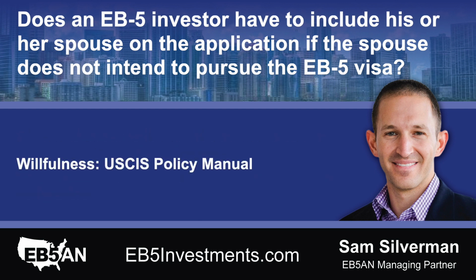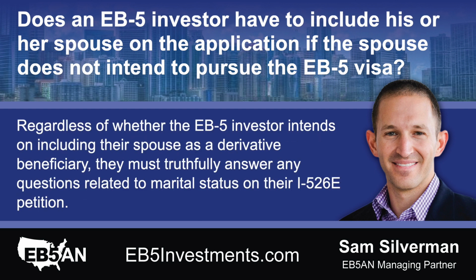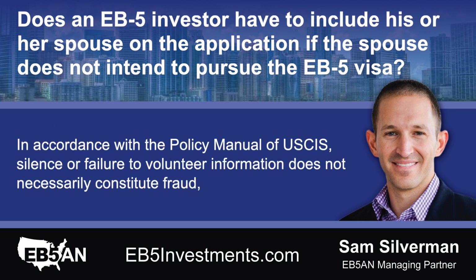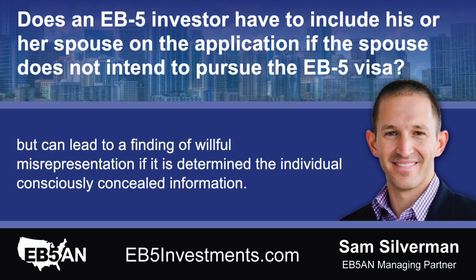Willfulness, USCIS Policy Manual. Regardless of whether the EB-5 investor intends on including their spouse as a derivative beneficiary, they must truthfully answer any questions related to marital status on their I-526E petition. In accordance with the Policy Manual of USCIS, silence or failure to volunteer information does not necessarily constitute fraud, but can lead to a finding of willful misrepresentation if it is determined the individual consciously concealed information.